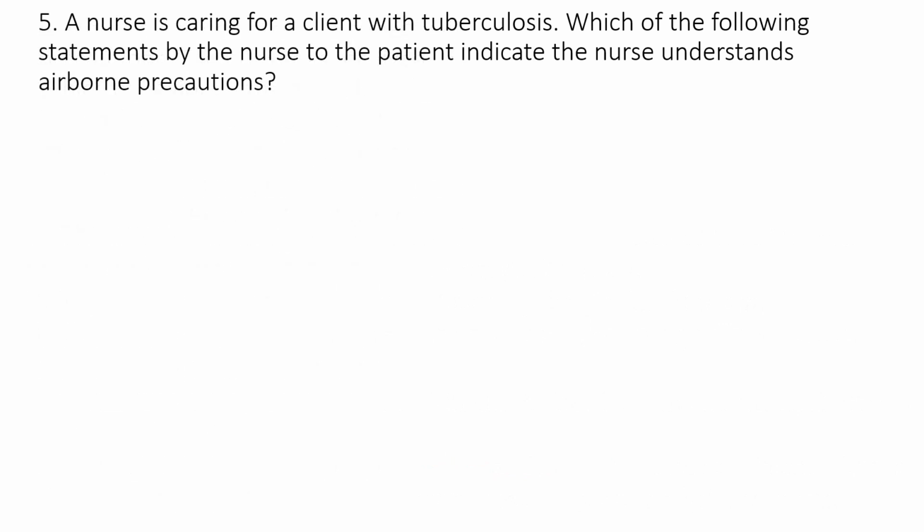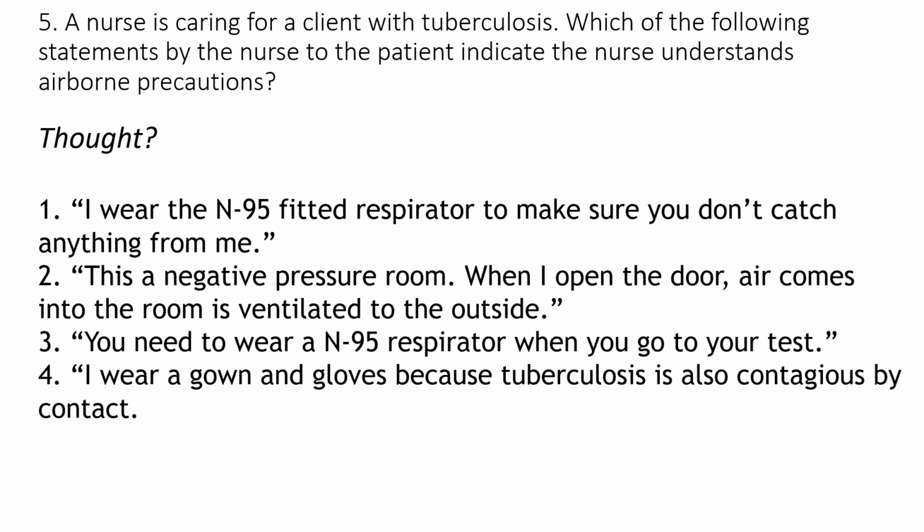Question number 5. A nurse is caring for a client with tuberculosis. Which of the following statements by the nurse to the patient indicate the nurse understands airborne precautions? Is it number 1, I will wear the N95 fitted respirator to make sure you don't catch anything from me? Number 2, this is a negative pressure room. When I open the door, air comes into the room and is ventilated to the outside. Number 3, you need to wear an N95 respirator when you go to your test. Or number 4, I will wear a gown and gloves because tuberculosis is also contagious by contact.